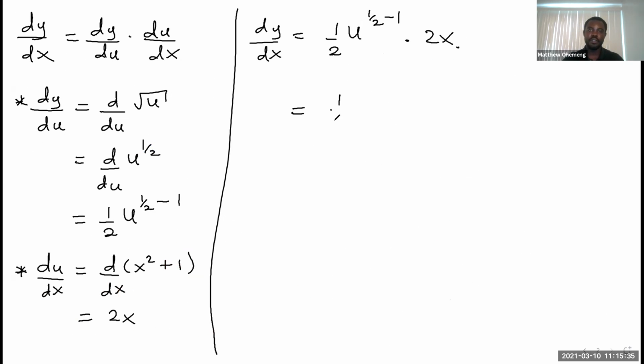So we have half times x squared plus 1. Let me subtract the power here. It's just negative half, and then times 2x. Now, these also cancel out and simplify. I mean, you are right if you leave your answer here. After substituting the u back, this is perfectly correct. But you can also simplify if you want.